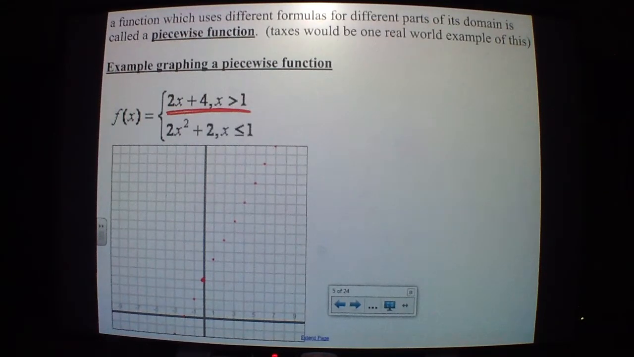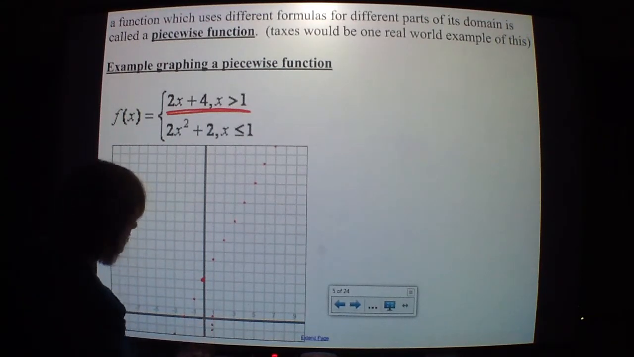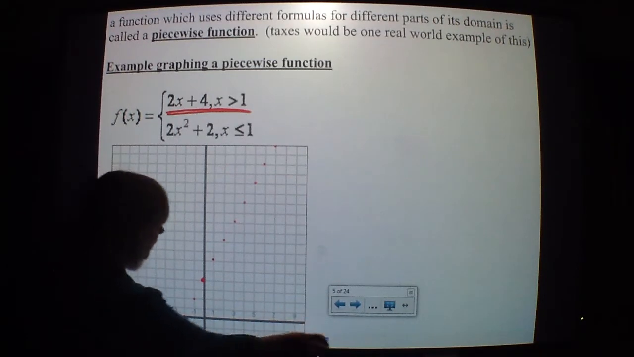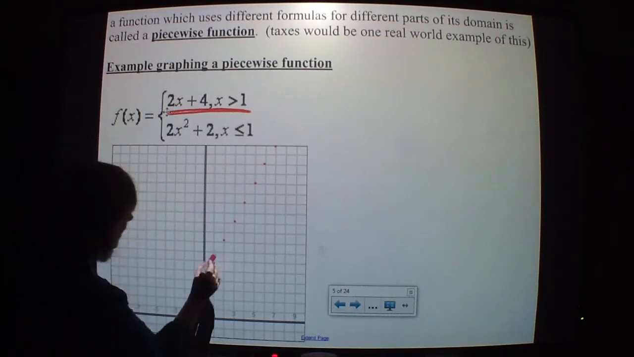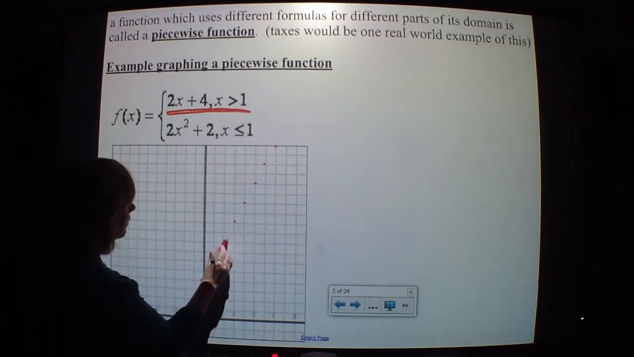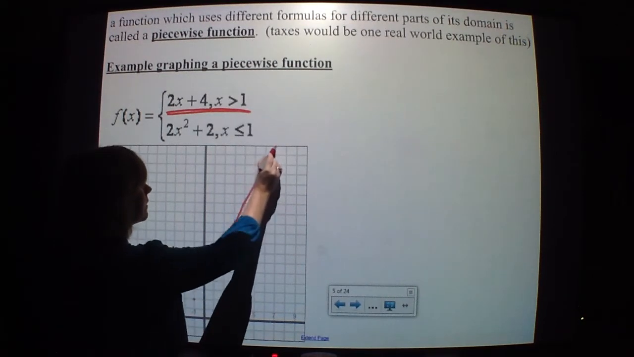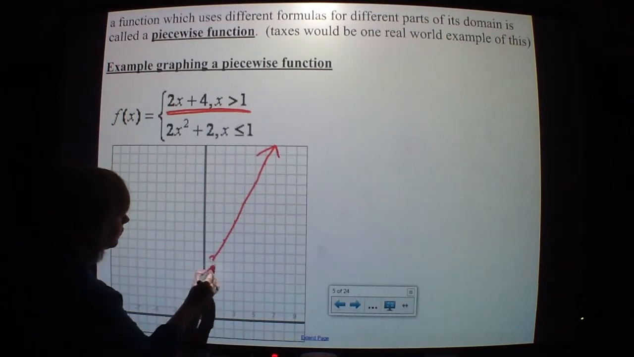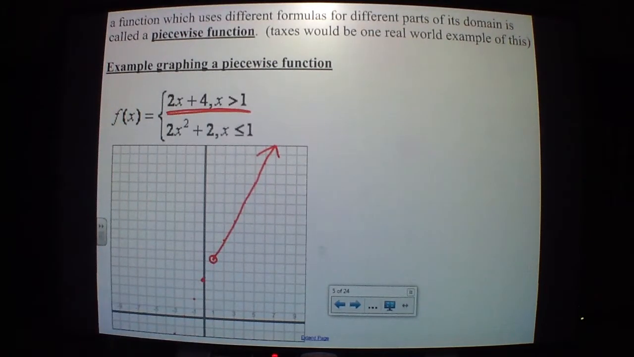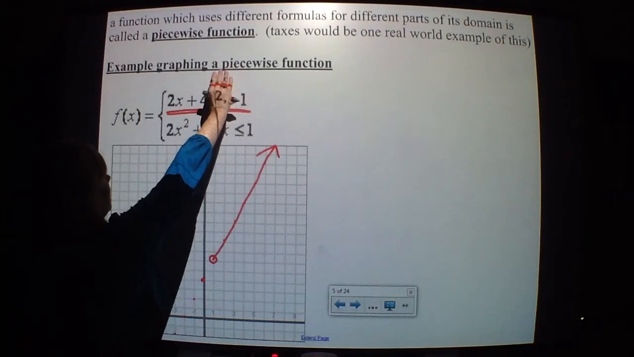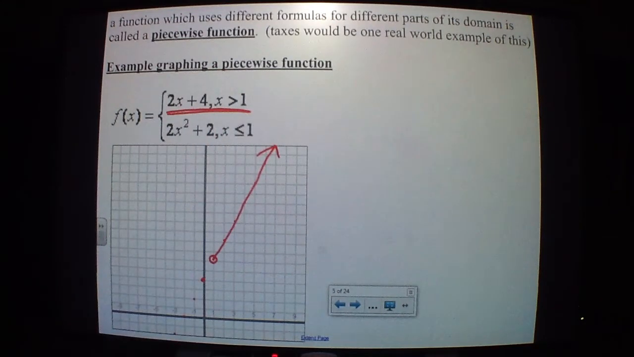But I only want it where x is greater than 1. Well, right here is where x is 1, right? So I only want it to the right of that. I don't want the whole line, I just want the part that's greater than 1. And it doesn't include 1, so this should be an open circle at 1. If it were greater than or equal to 1, it would be a closed circle there. If I connected the whole line, it would be 2x plus 4, no restrictions. But the domain of that part is only x greater than 1.